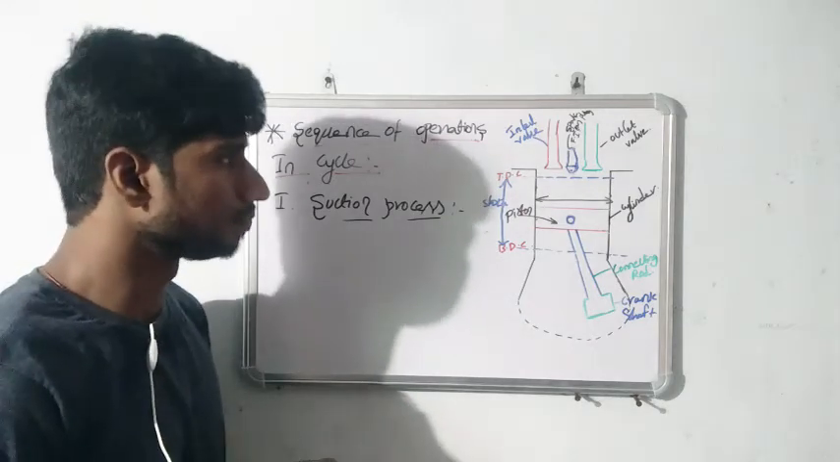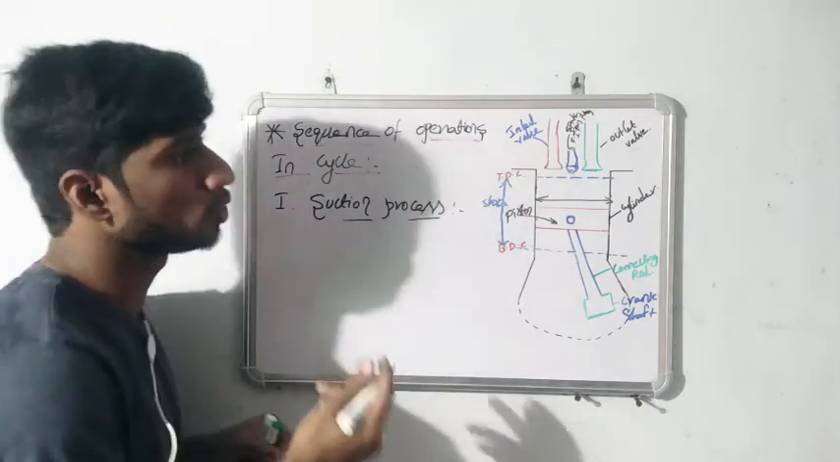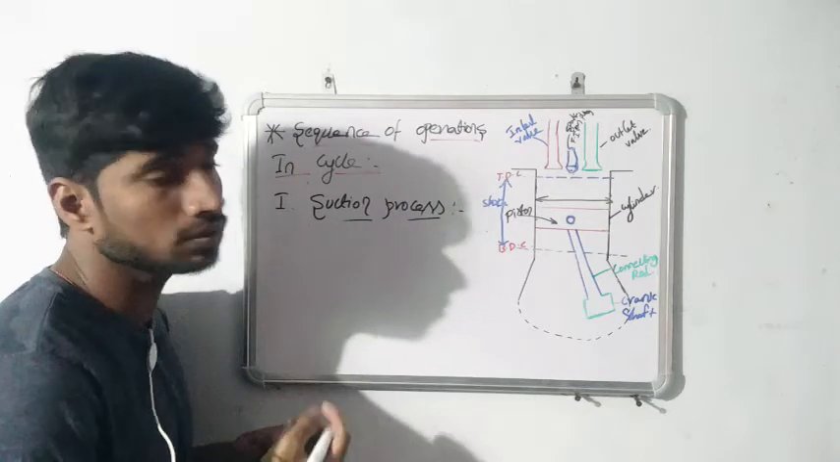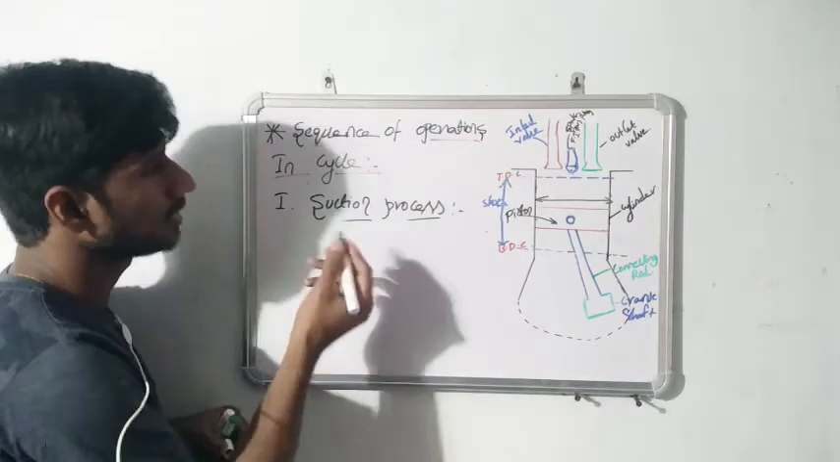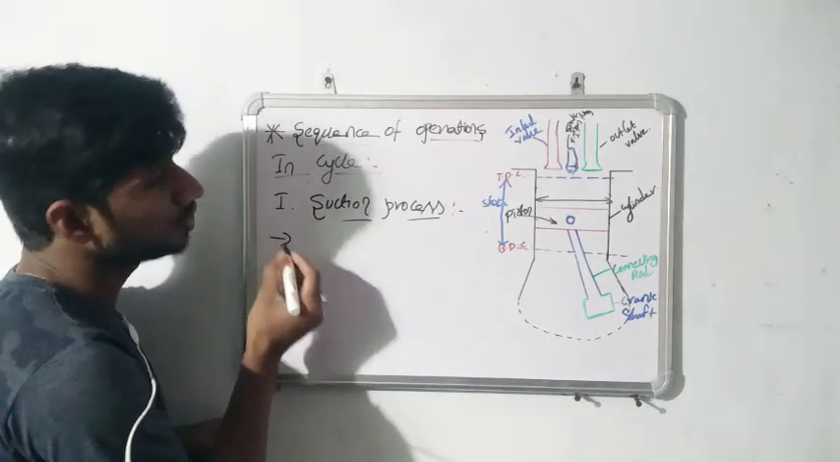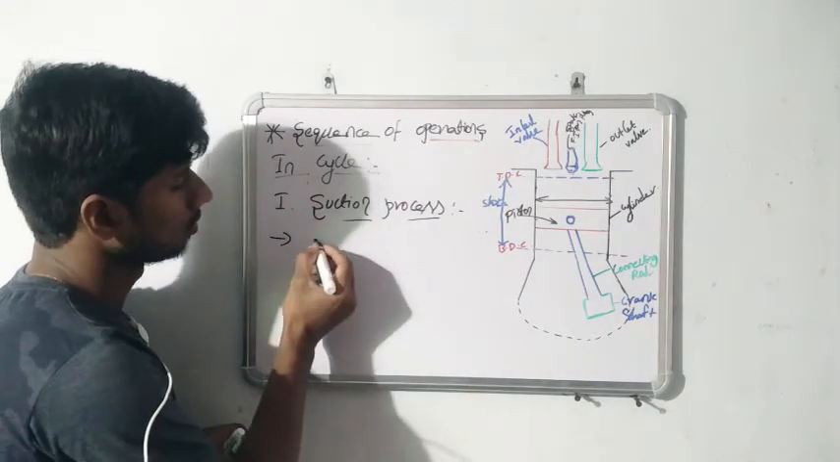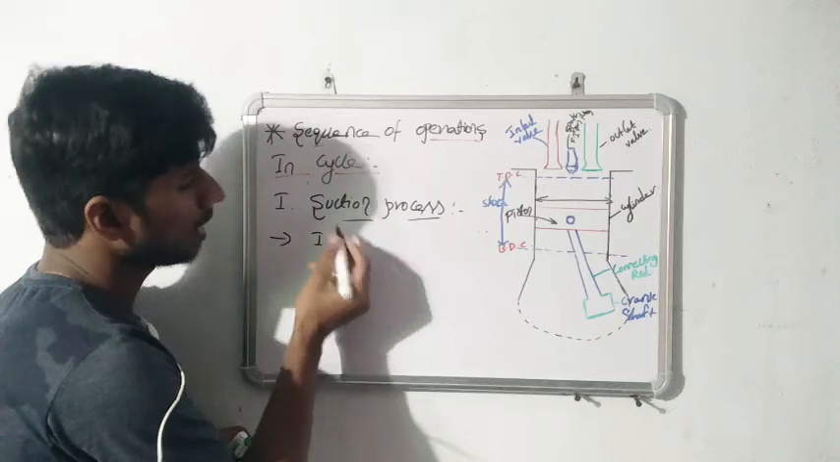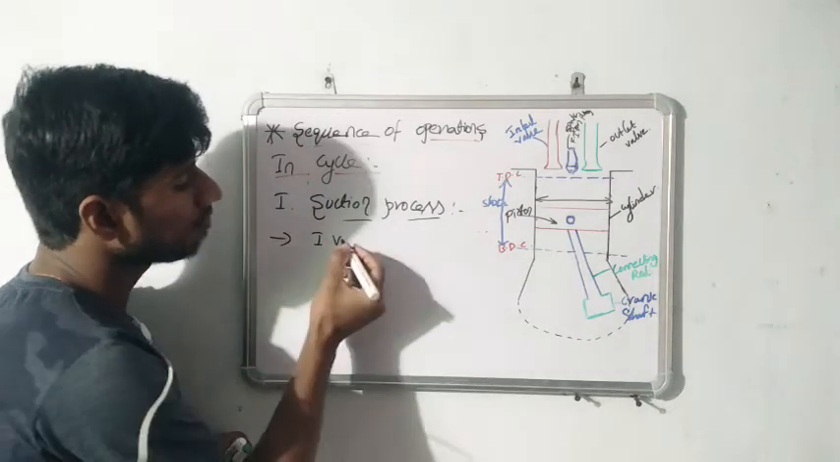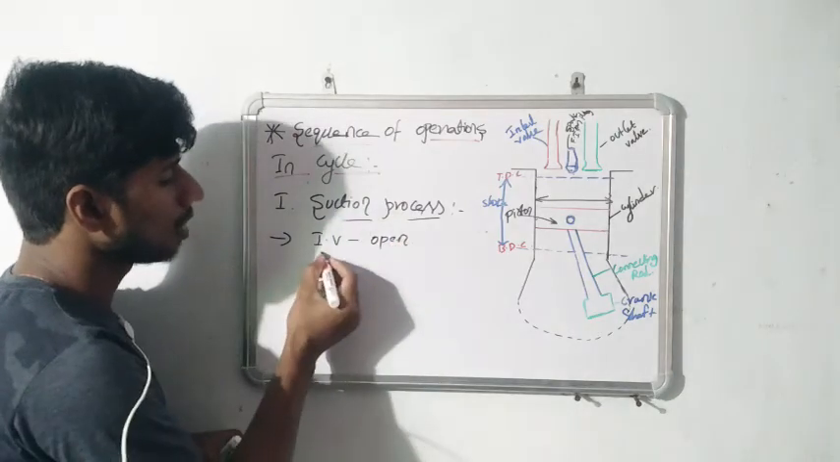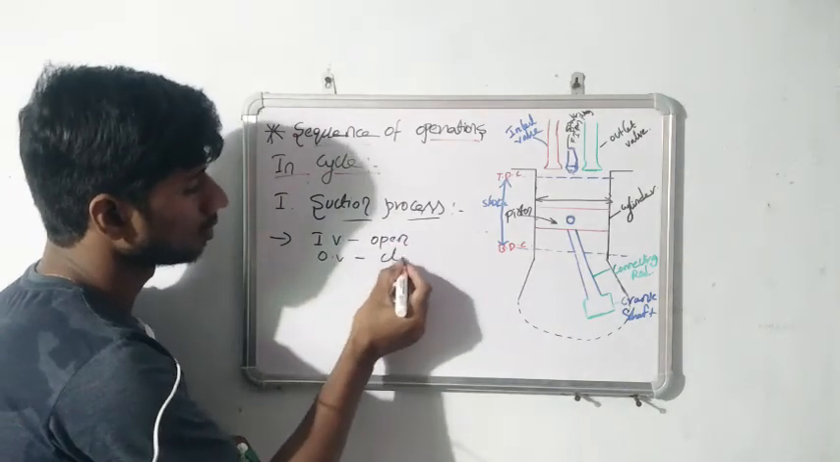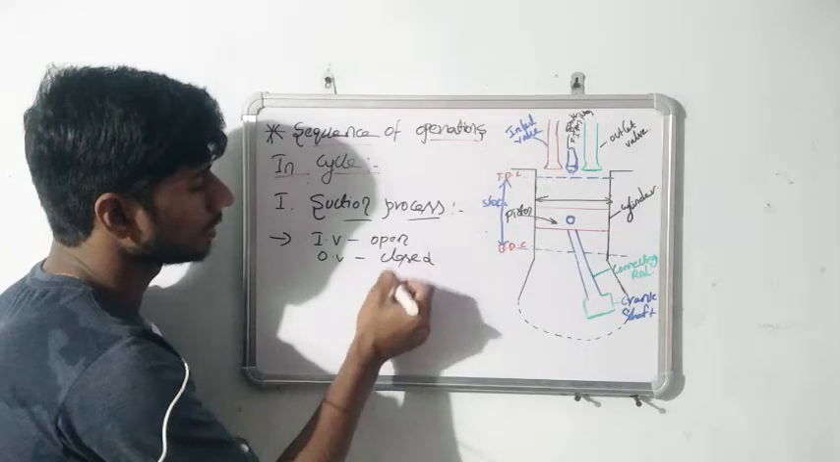At that time, what are the positions of the inlet and outlet valves, as well as the piston position? So let's start with the first one. Position of inlet valve. In this process, the inlet valve is open and the outlet valve is closed.